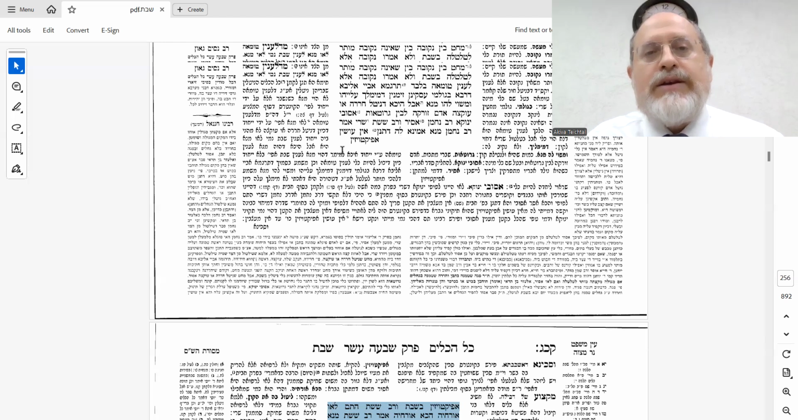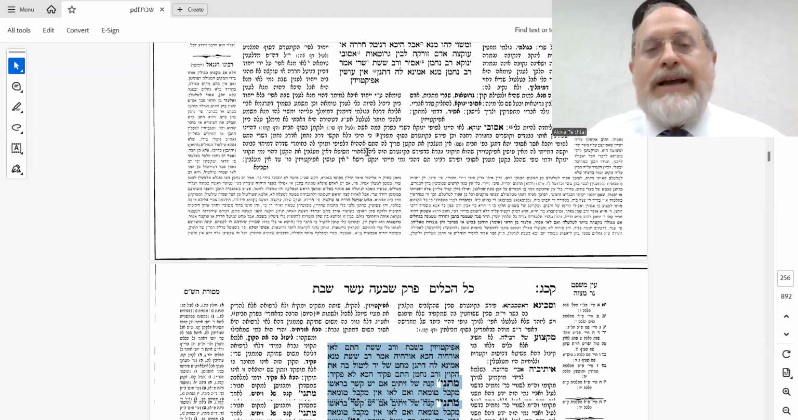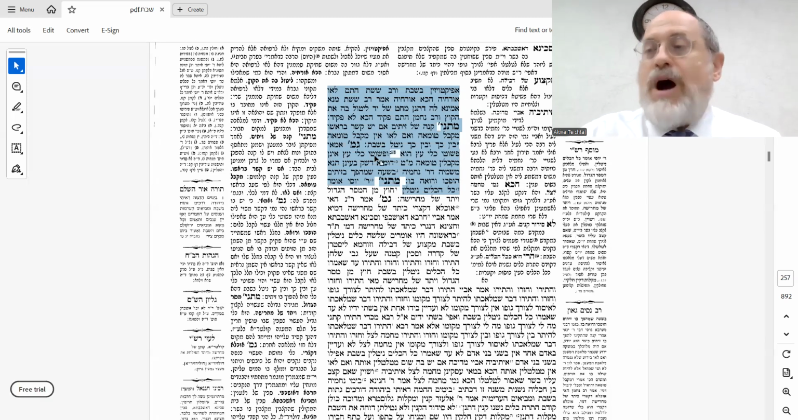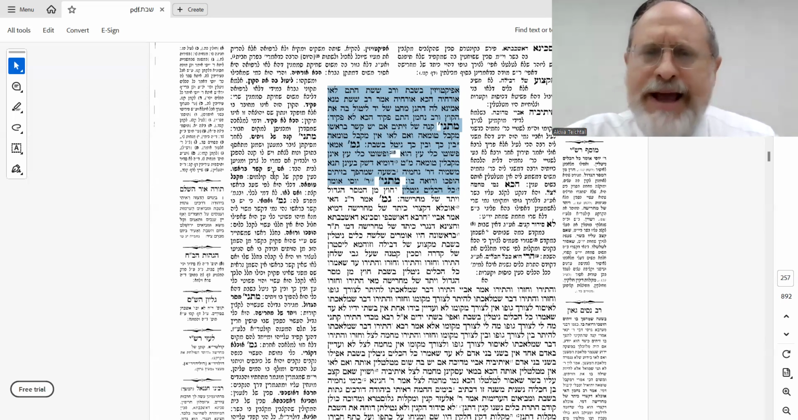So we can look, and Rav Sheshes allows, and as we can see, halacha like Rav Sheshes, you are allowed to do it on Shabbos. Next Mishnah.